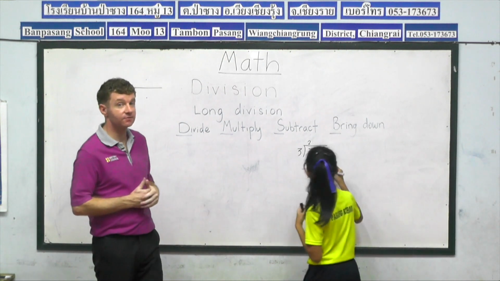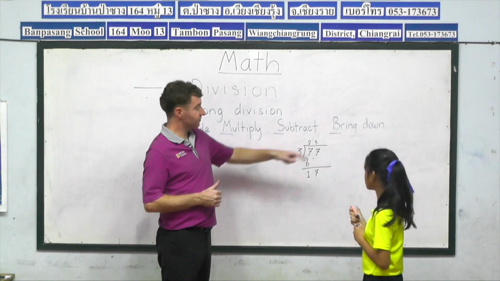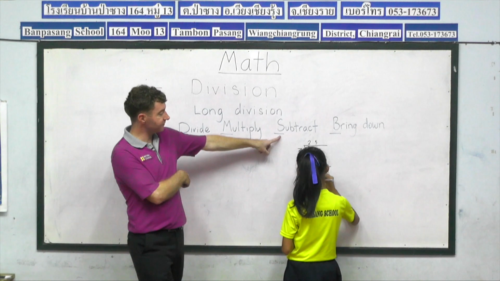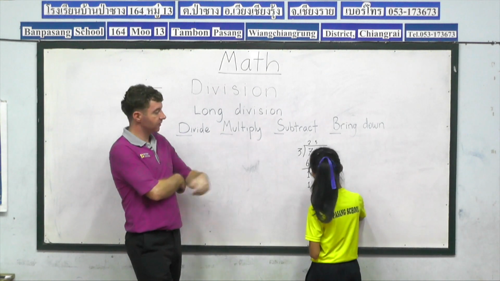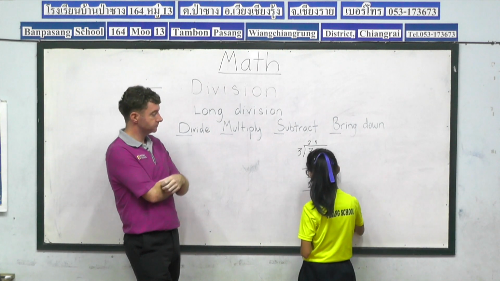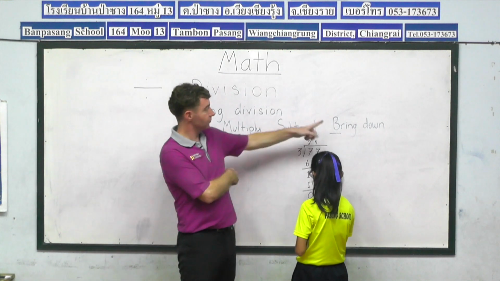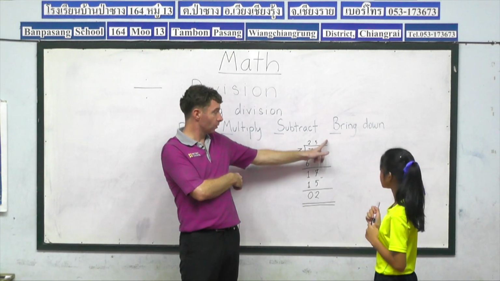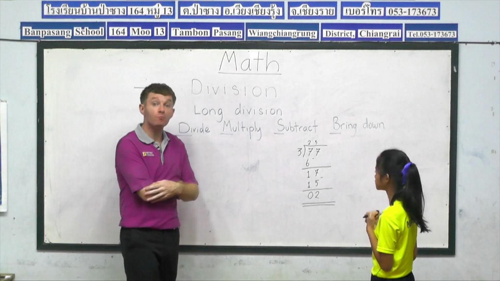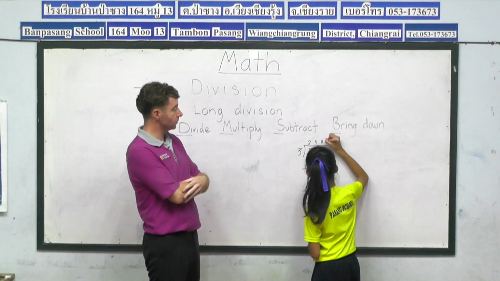3 can go into 17 5 times. 3 times 5 equals 15. Our next step, subtract. 17 minus 15 equals 2. Okay, so now we're ready to bring down again. But there's no more digits. So what does that tell us about number 2? Remainder 2. So we can write R2.